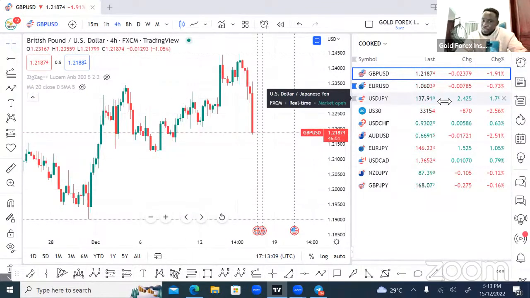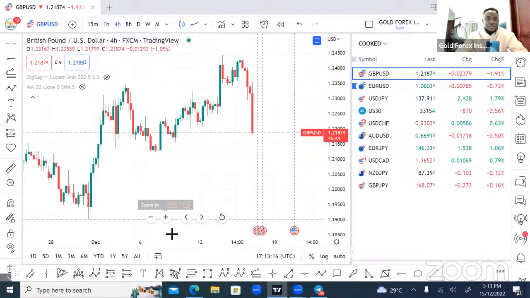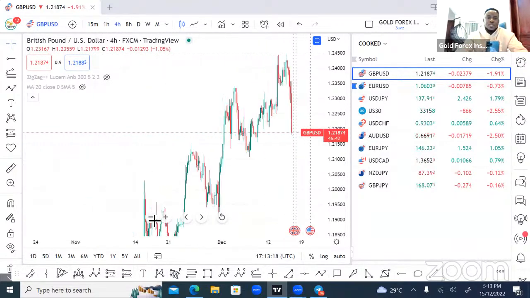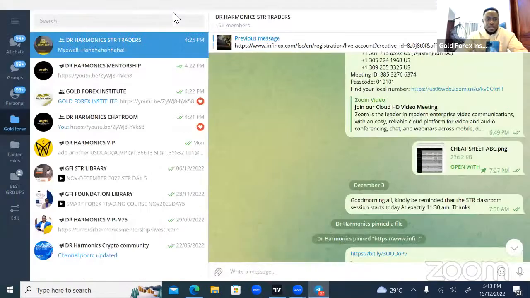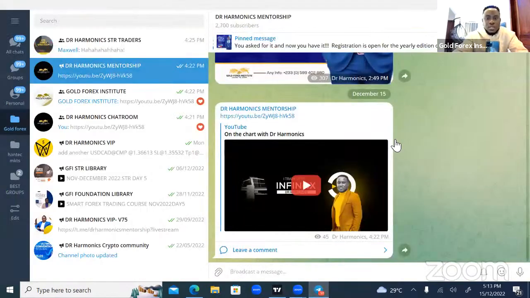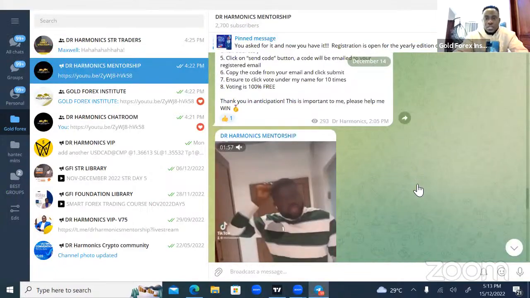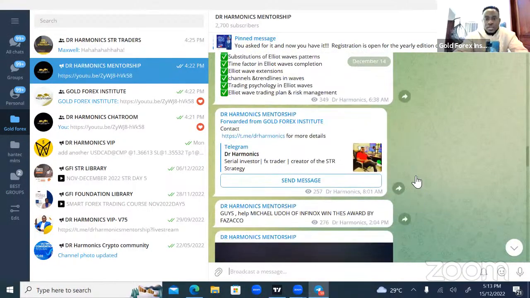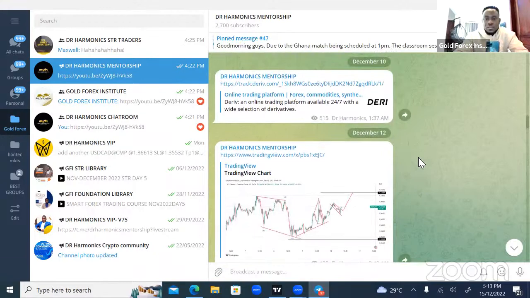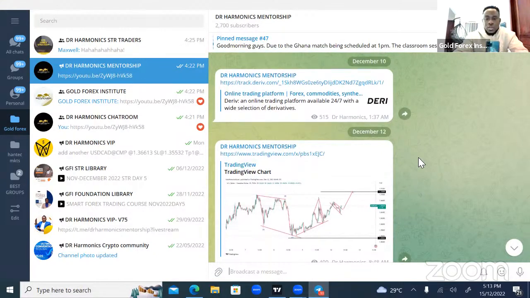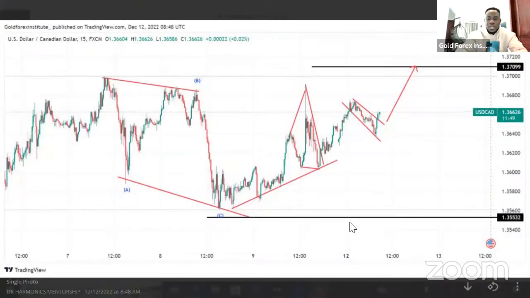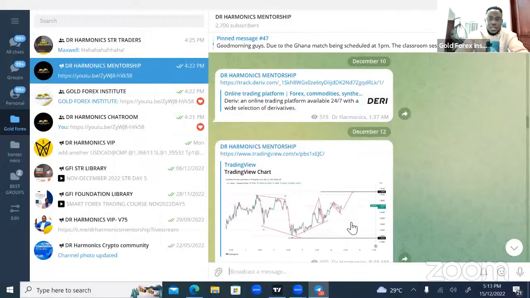I told you guys that we are going to see a sell before the buy move. I told you guys. So I think I posted it somewhere here. Let me see. I posted it somewhere here. Okay, so this was USD Canadian dollar. So it's playing as expected. You guys should see it, it's playing as expected.